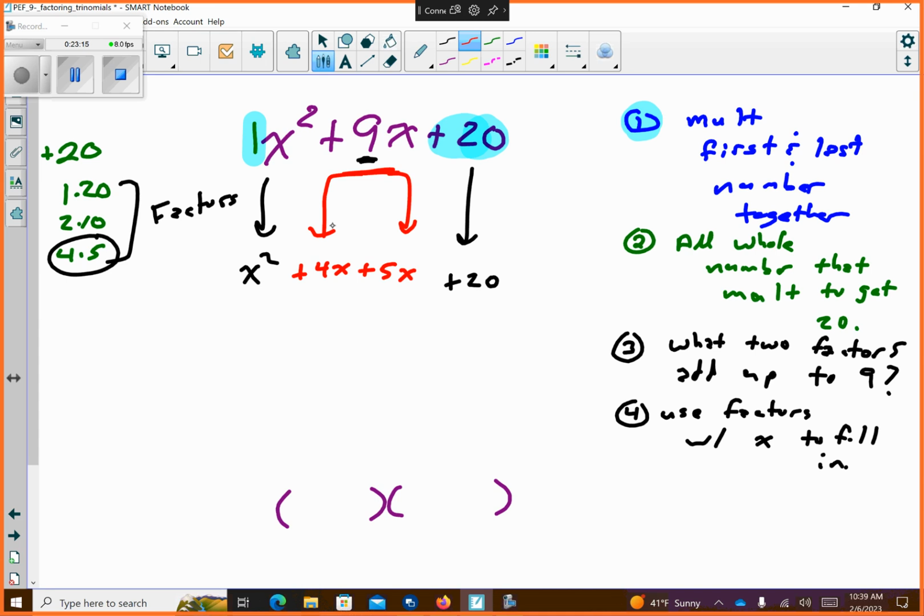Things I want you to notice. 4x plus 5x is 9x. 4 times 5 is 20. So things didn't happen by accident. It didn't happen by arbitrarily picking 2 fictitious numbers out of the air and hoping I'm right. I have a pattern to the madness.